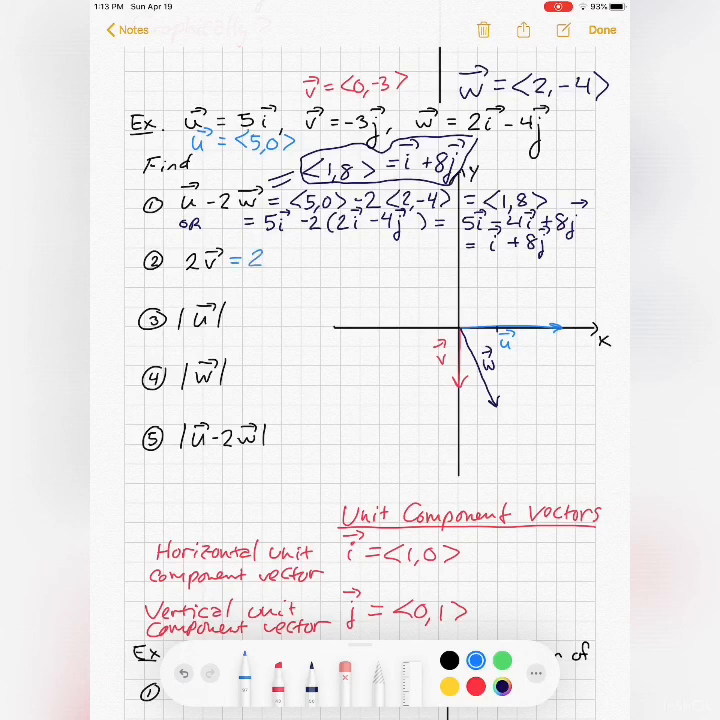Twice v. So again, I could do that component form, or I could leave 2 times negative 3j. And so that would be negative 6j. So these two things are the same, different ways of writing the same vector.